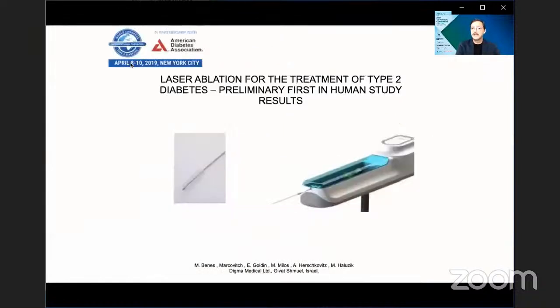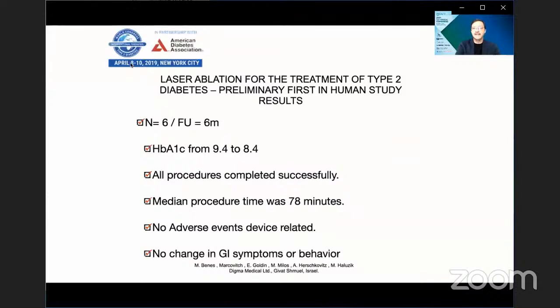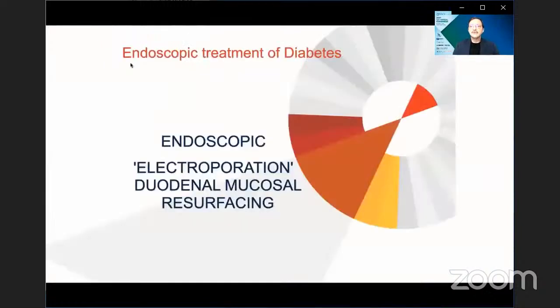This one, the laser one, is a company from Israel that is exploring the possibility of ablating the duodenum with laser. They just showed us very briefly a small study of six patients, 6-month follow-up, a 1% drop of A1C. They completed the procedure without complications, 78 minutes on average, with minor adverse events. That's what we know up to now. And this one, they already started the human studies in Australia.